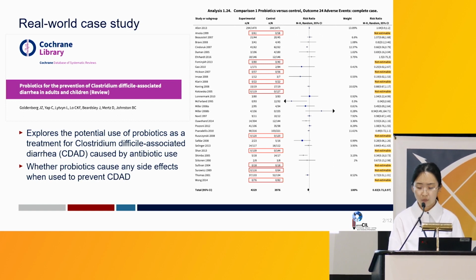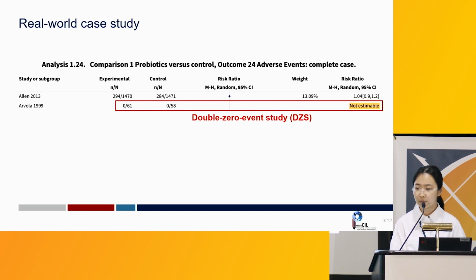And as you might know, adverse events are often very rare. In fact, among the 32 studies in their meta-analysis, 10 of them have no events in both the treatment and control groups. Such studies are called double zero event study, or DZS.